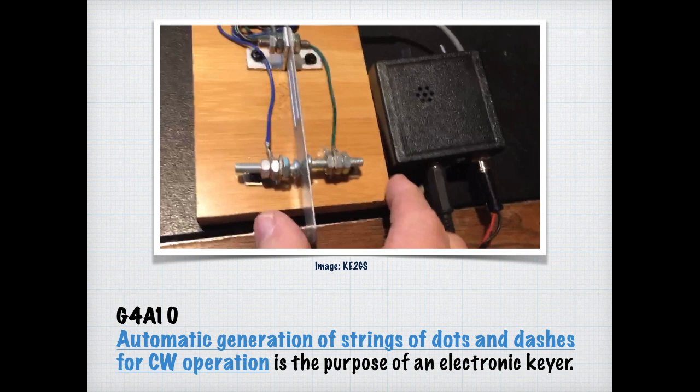Please excuse my awkward demonstration of an electronic keyer. I had my cell phone in one hand recording it and trying to hold the key in the other. I hope you get the gist of an automatic keyer or electronic keyer. For the exam, you need to know that automatic generation of strings of dots and dashes for CW is the purpose of an electronic keyer.